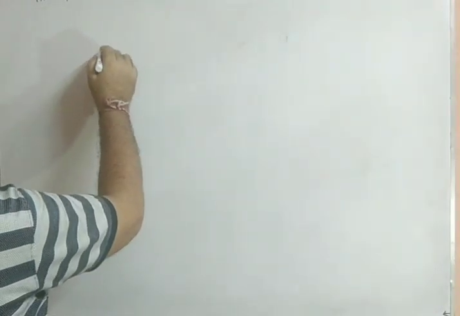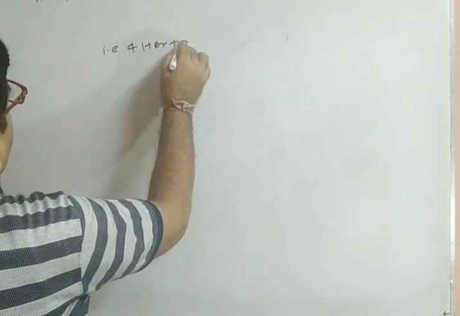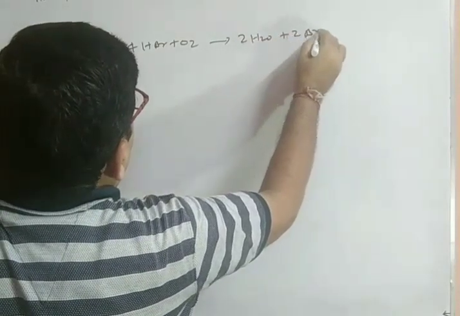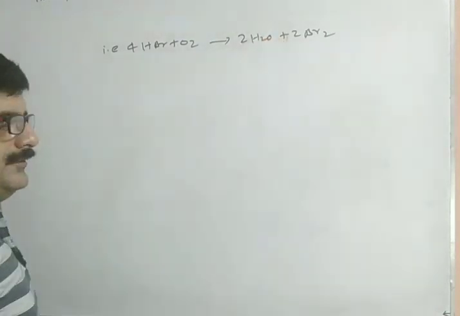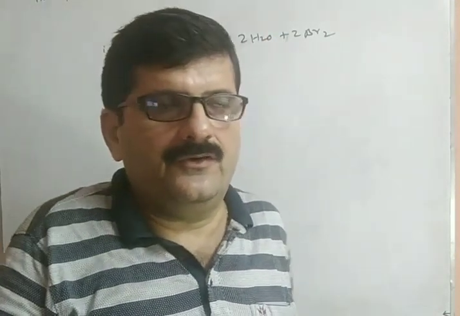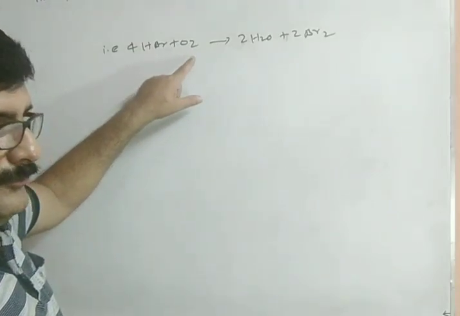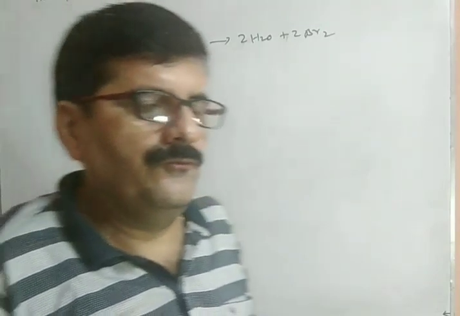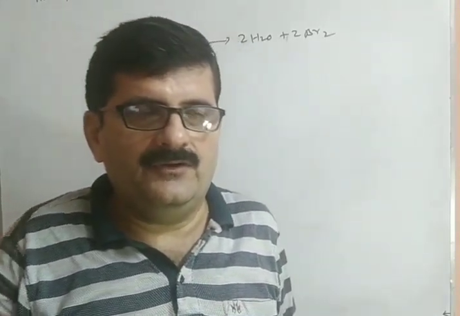Consider the following complex reaction: 4HBr plus O2 gives 2H2O plus 2Br2. From the above equation it is clear this reaction is complex in nature, because the sum of stoichiometry for this reaction is equal to 4 plus 1, which is 5. So several steps are possible in such reactions.